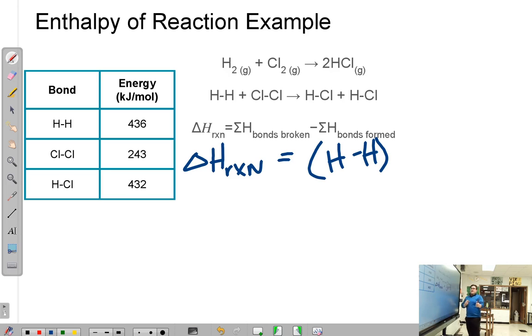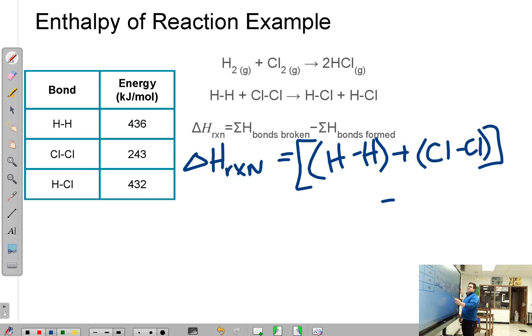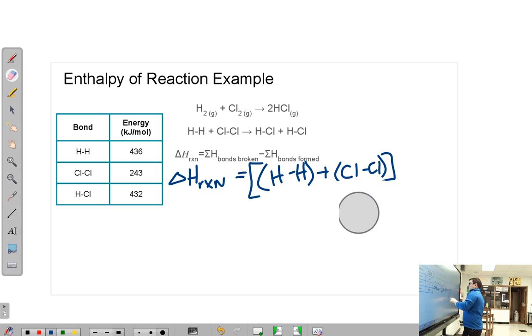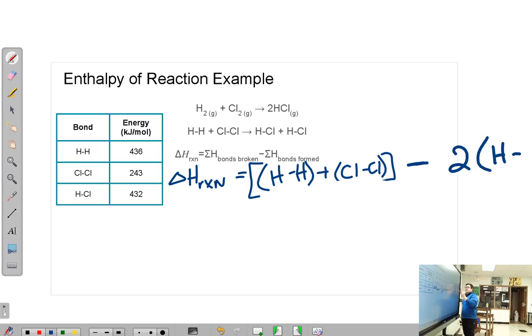So we got one hydrogen-hydrogen bond broken. What else have broken, Evan? A Cl-Cl bond, chlorine-chlorine bond. So those are two bonds that we broke, right? What did we form? Two HCl bonds. So I ran out of space. Let me zoom out a little bit. Maybe this will help a little more. Minus the sum of bonds formed, which is two HCl bonds.